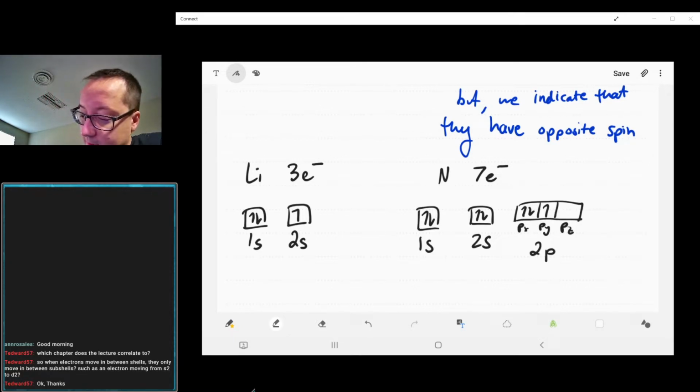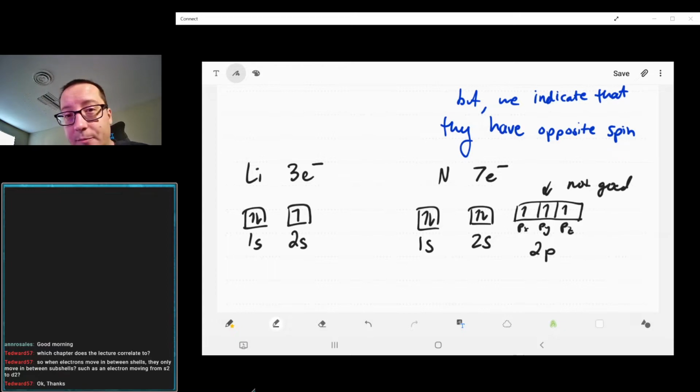We're going to see that this is not good, because we're going to want to first put our electrons in separately before we start pairing them off. Remember, electrons don't want to be near each other, so keeping them separated is ideal. So this is now good, where we will have separated them.